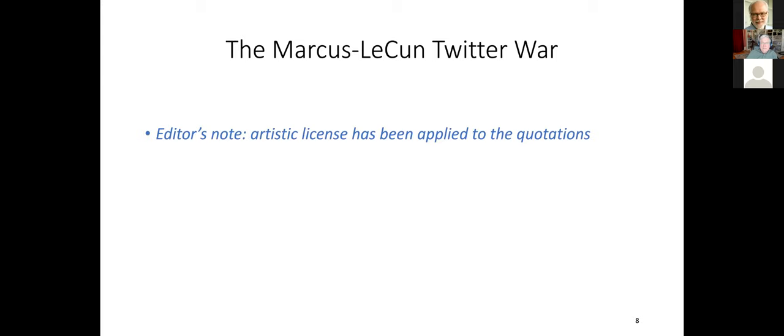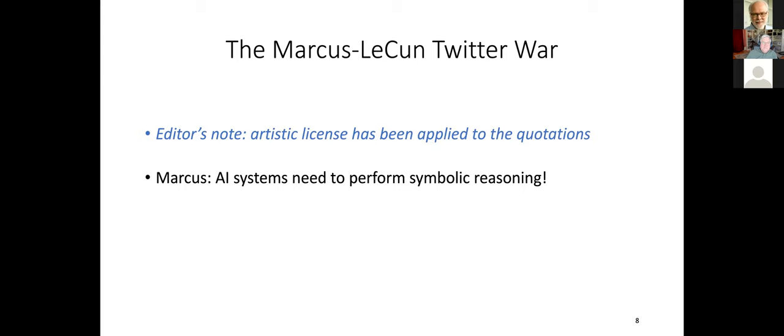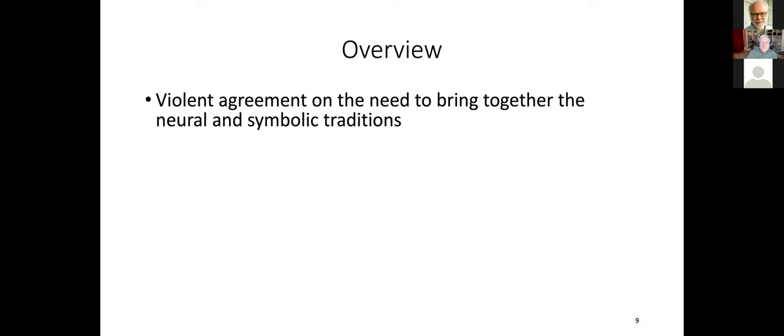So a couple of years ago, there were some what I call Twitter wars between Gary Marcus and Yann LeCun. Marcus wrote a book, as you all know, criticizing a lot of deep learning and calling for a need for AI systems to perform symbolic reasoning. And there were some responses by Yann LeCun, which essentially said, yeah, we've been working on that for quite a few years, combining symbolic and neural representations. So I think there's this sort of violent agreement on the need to bring together the neural and symbolic traditions. And what we don't yet know is what that mixture is.